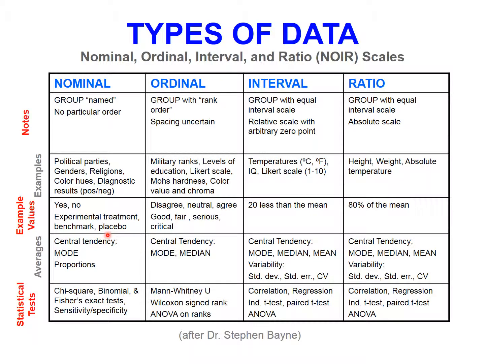What type of descriptive statistics are we allowed to use? For the central tendency, we can only use the mode for nominal variables, so whatever answer occurs most commonly. We're not allowed to use the median or the mean for a nominal variable. We can also use proportions, which tell what percent of the answers fall into each category. And then we have a variety of statistical tests. We can use chi-square, binomial test, Fisher's exact test.